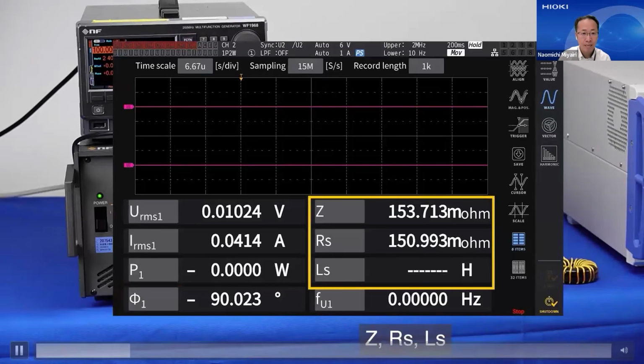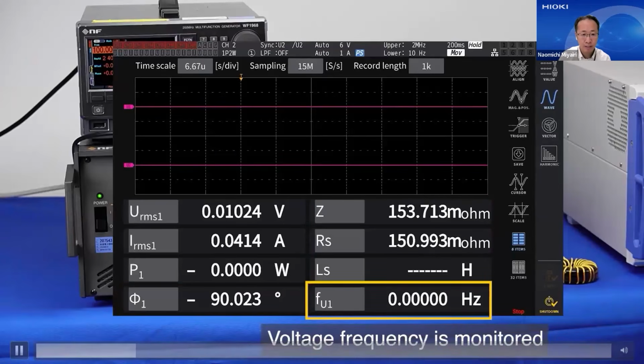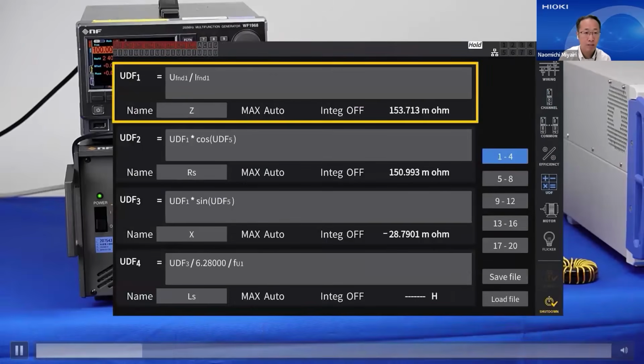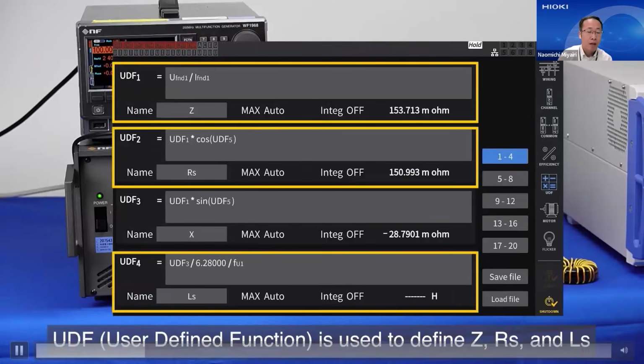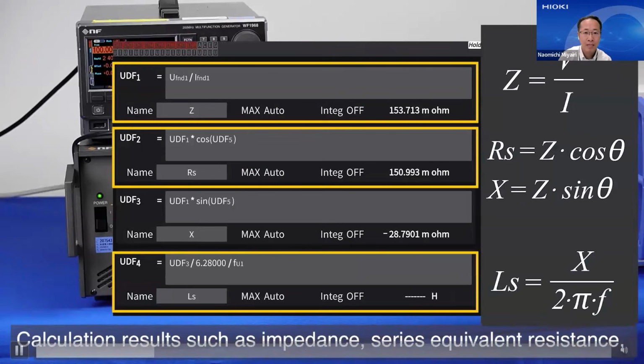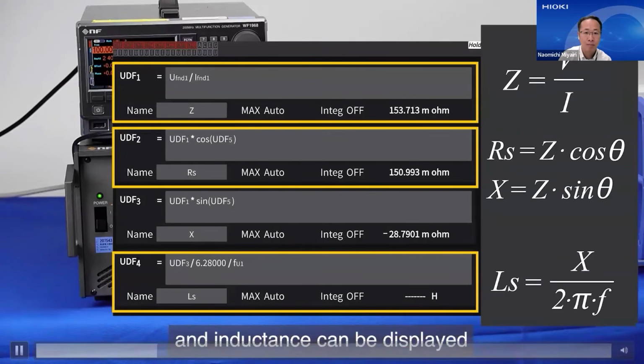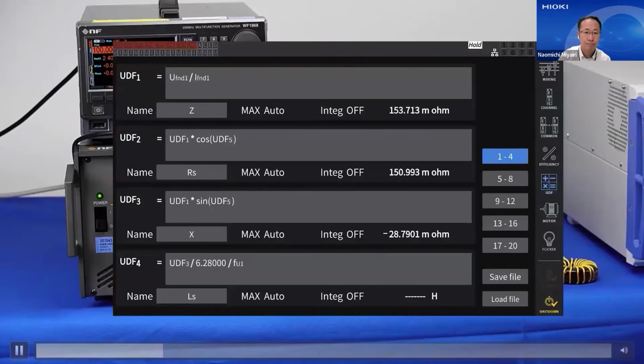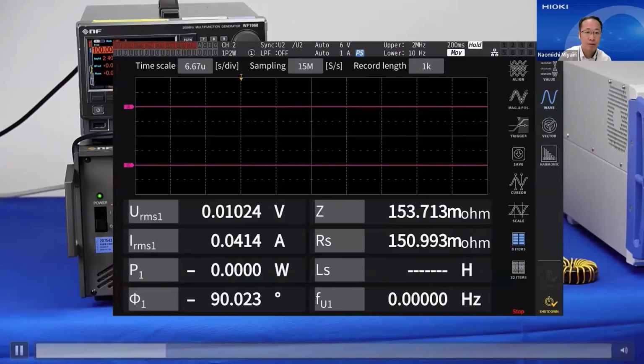Here, impedance Z, series equivalent resistance RS and LS, and FU1 is a voltage frequency. And using a UDF function, user-defined function, we can calculate Z, RS, and LS. And these values are updated in real time.